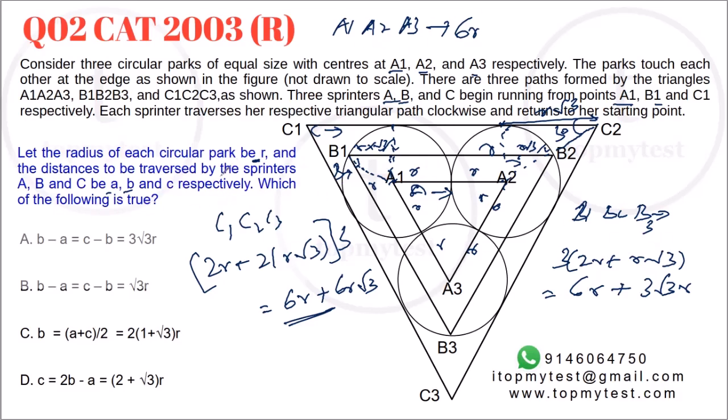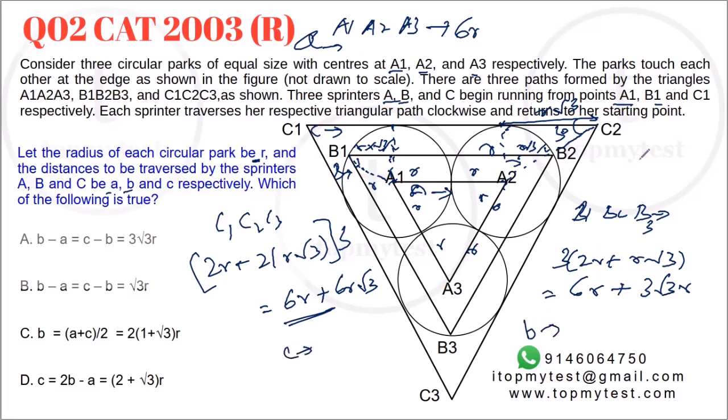Which of the following is true? The following is true. The difference between B minus A is the same as the difference between C minus B, which is 3 root 3 R. This actually works out. This is the distance covered by A. This is the distance covered by B. This is the distance covered by C.